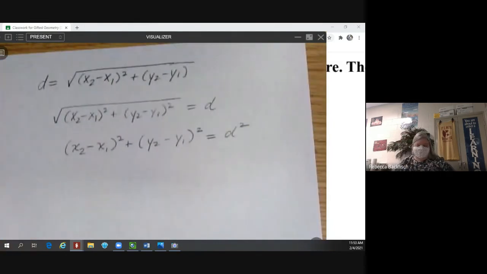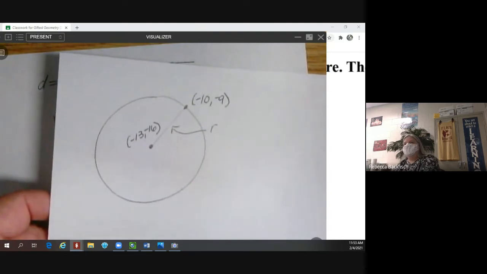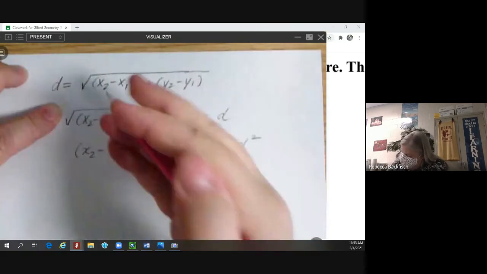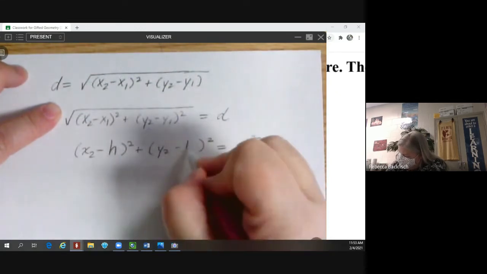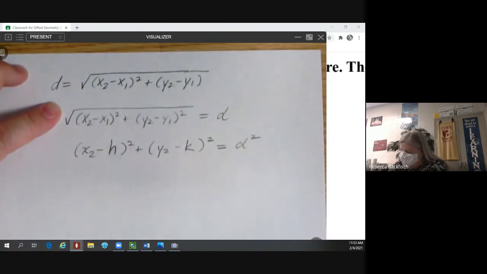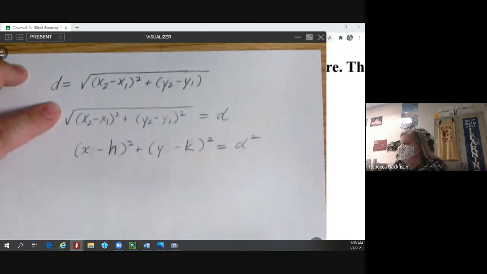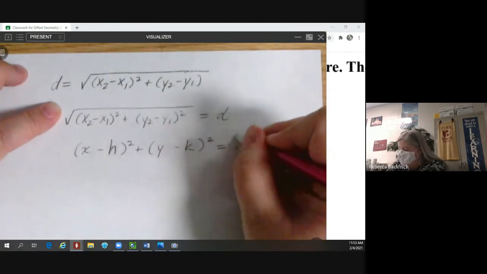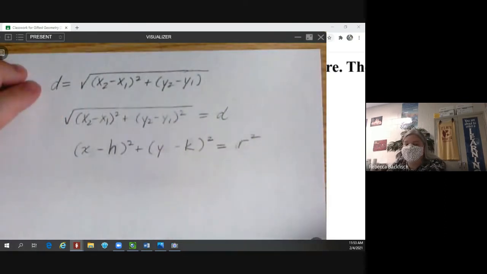Because I'm looking at a situation like this, one of my points already has its own special letter, so I'm going to use those. The center of the circle, we don't call x1 and y1, we call it h, k. Now that I only have one x and one y, I don't need numbers. And we already said that the distance between those points is the what? Radius. That's the circle equation. That's all it is.